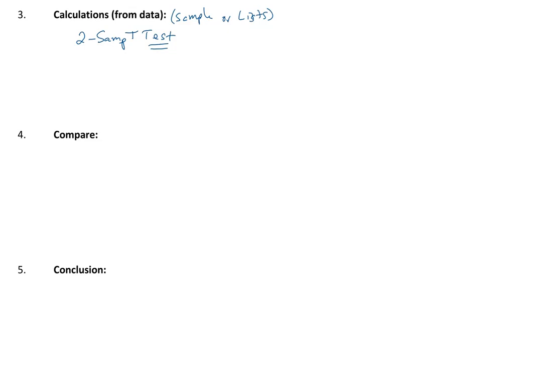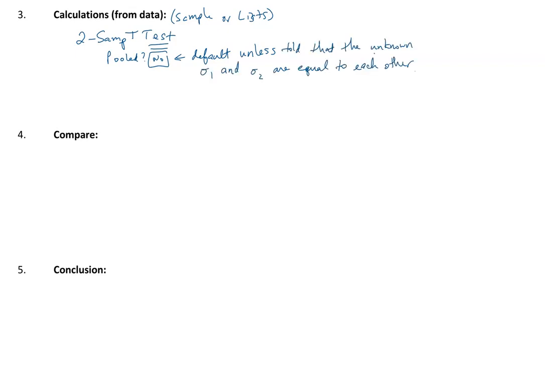You will have that same question about pooled, and it's the same thing. We're generally going to answer no. Basically that's your default, unless you're told that the unknown sigmas are equal to each other. So you just leave it on no, unless, as I say here, it's the default, unless told that the unknown sigma 1 and sigma 2 are equal to each other. It could be that there's reason to believe that, but we aren't going to deal with that.